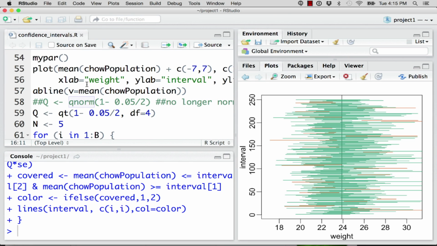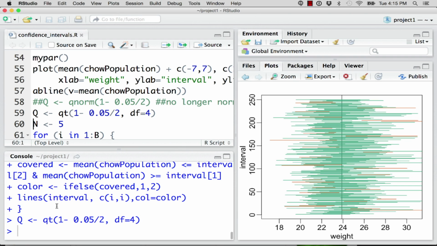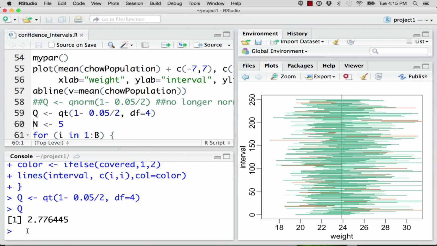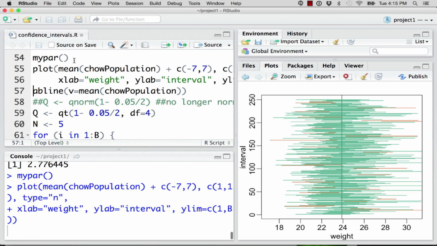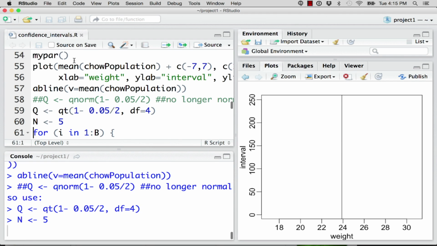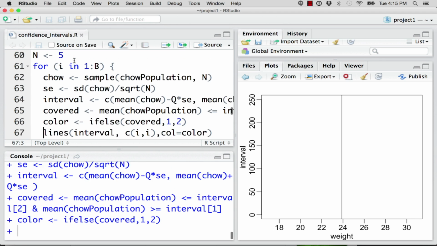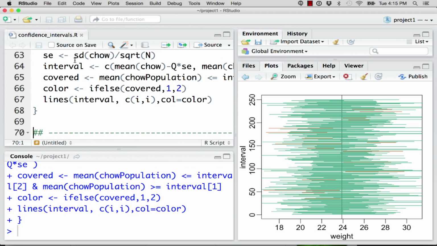We can do it again, but now instead of defining Q with qnorm, we can use the t distribution approximation. Right, so qt now gives us a bigger number. We can see that it's bigger than 1.95. It's quite bigger, 12.77. And what we're going to see now is that we get bigger intervals, and as a result, we get less red. So it's about 5% red now, as it should be.